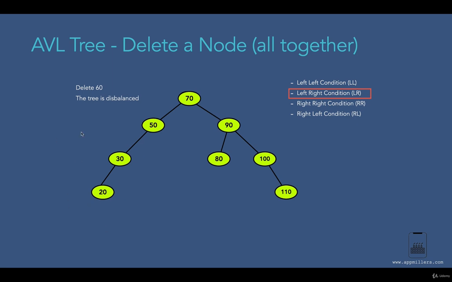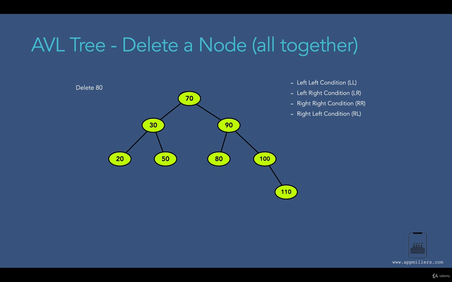Now after doing left rotation, we are going to do right rotation for this disbalanced node. Now the disbalanced node is 50, so we are going to do right rotation for 50 over here. So this means that 50 will become right child of its left child. So with this, after deletion, our AVL tree will look like this. So our AVL tree in this case is balanced. Now let's continue to the next case.